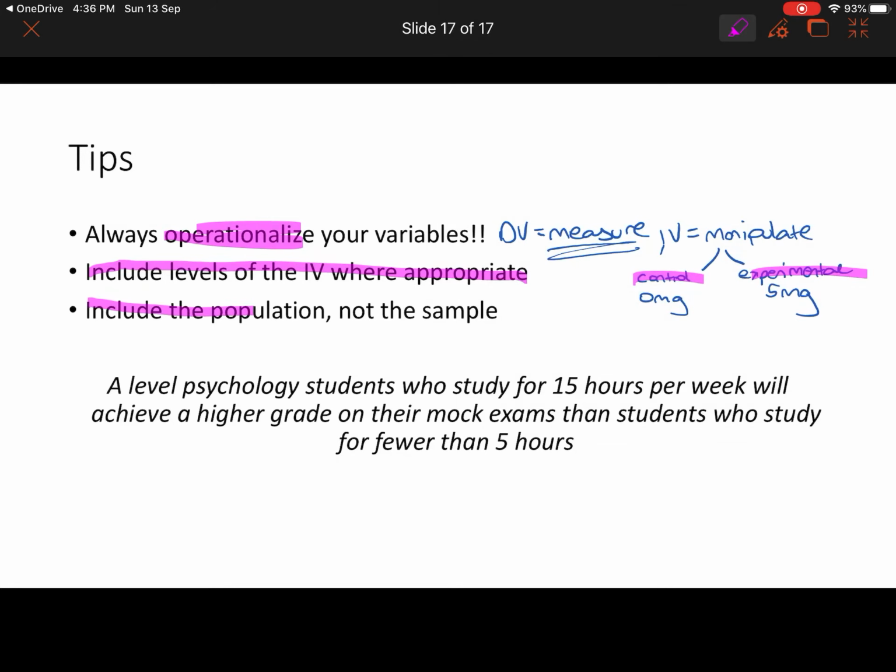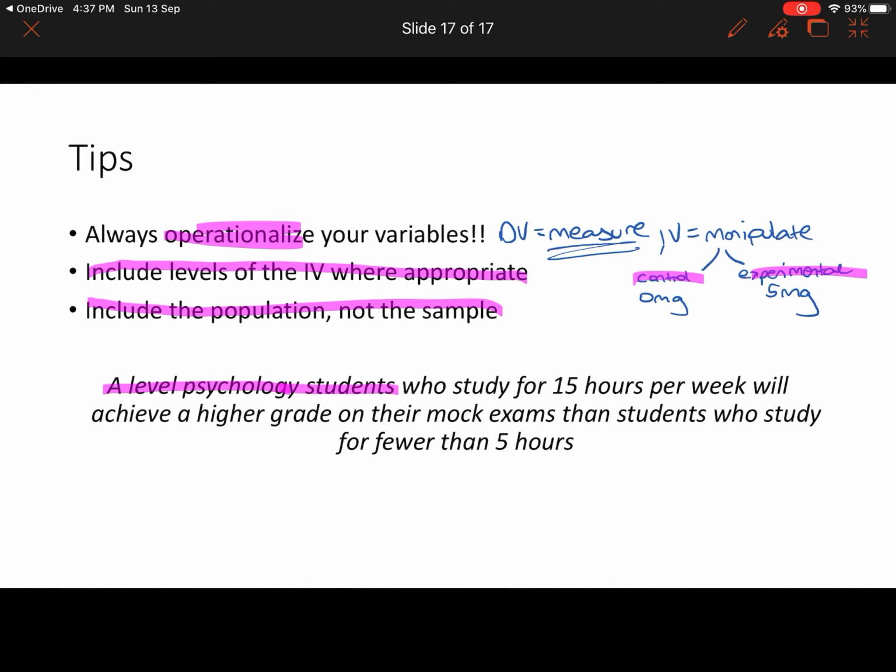We need to include the population and not the sample. So say where your participants were drawn from. For example, they were A-level psychology students, or they were males studying economics at Brighton University, but we never include the sample. We never say how many participants were taking part in the study, just the population from which they were drawn. So some examples here.